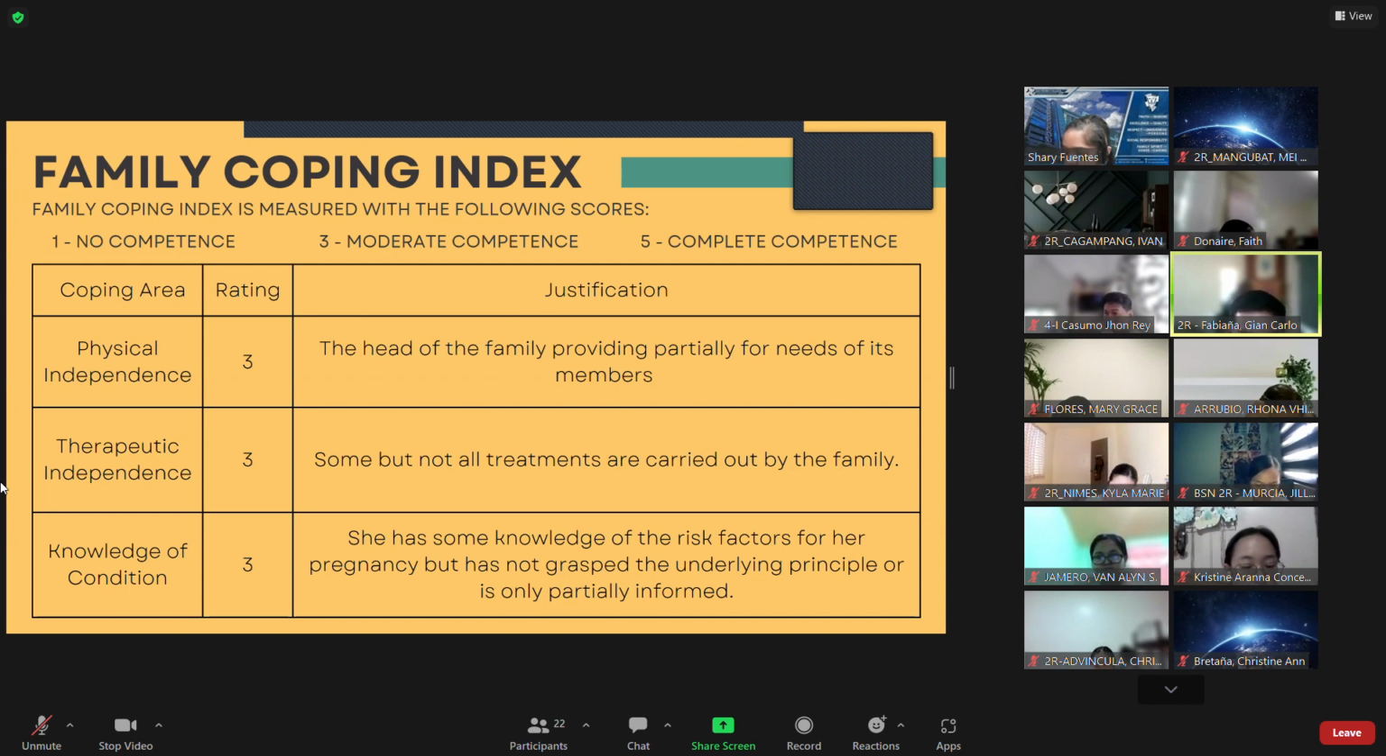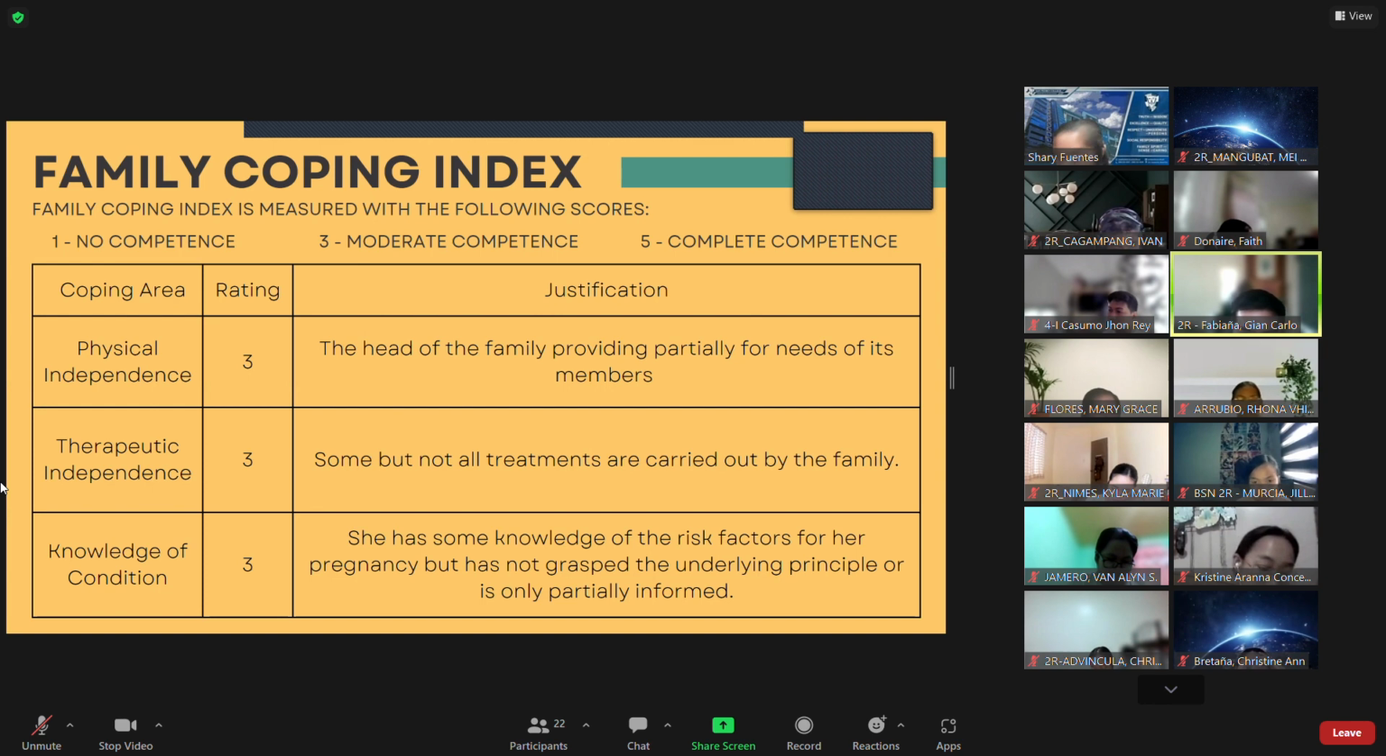For the therapeutic independence, we rated it 3, which is moderate competence. For the justification, some but not all treatments are carried out by the family. For the knowledge of health condition, we rated it 3 as well. We gathered that patient L has some knowledge of the risk factors of her pregnancy, but has not grasped the underlying principle or is only partially informed.